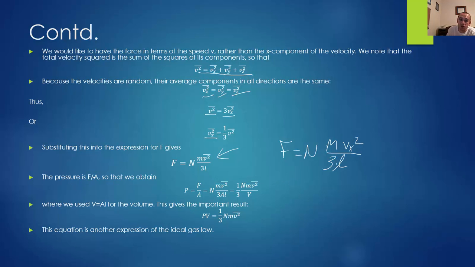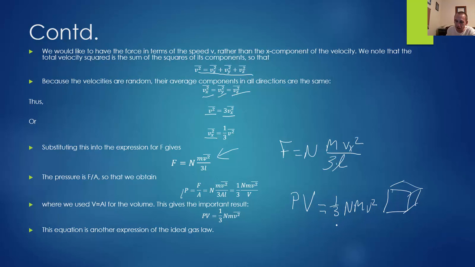Now, remember, pressure is force over area, so we're going to divide this force by area, which gets us 3AL, but area times length in a cube that has side length L is volume. So I'm taking this equation, and I've got pressure is equal to 1/3 N m v squared over V. Now, if I rearrange this by multiplying both sides of this equation by V, then I get PV equals 1/3 N times mv squared.